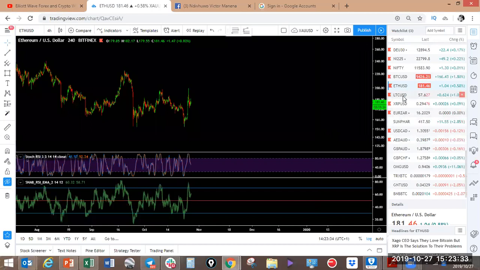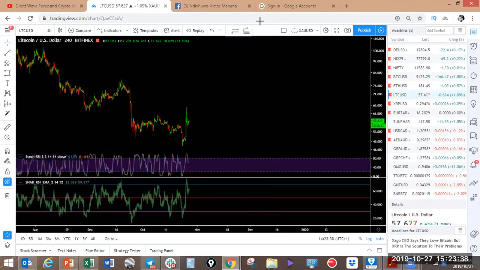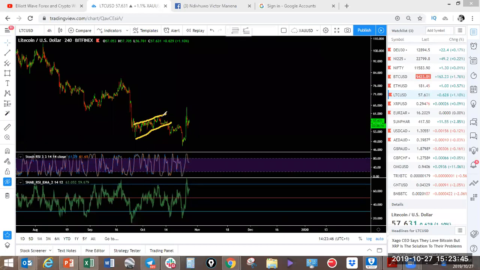Now that is Ethereum, and then Litecoin. Litecoin also the same. You had this structure here on Litecoin that we said was going to break to the downside, break the previous low, come up with divergence, and then make a move to the upside. Now this could have been a short squeeze for all those short positions in the cryptocurrencies. This could be the short squeeze, and now we can start coming down here like that, because we already have an impulsive move to the downside.